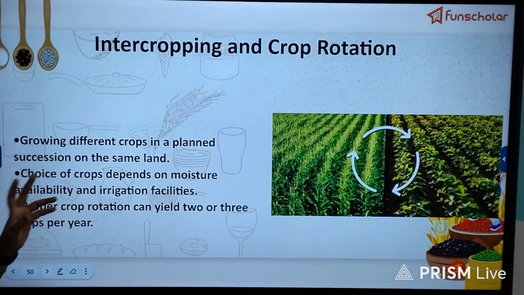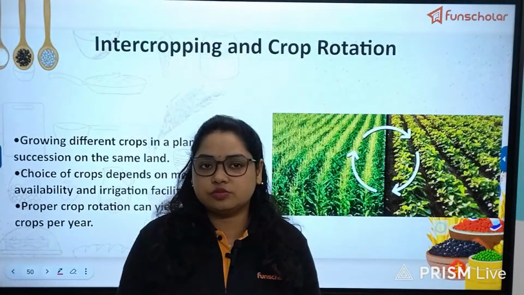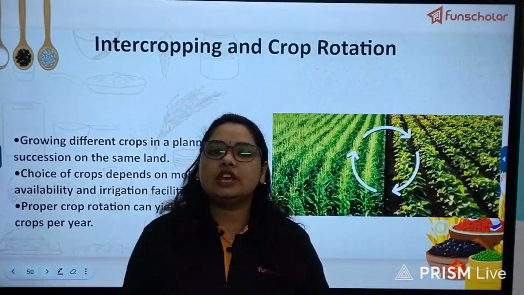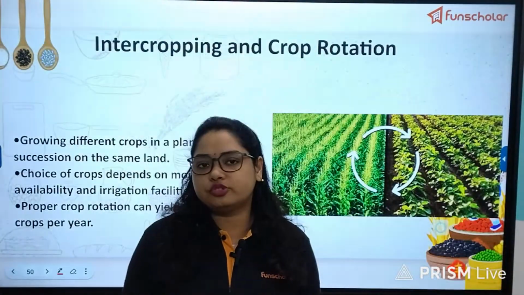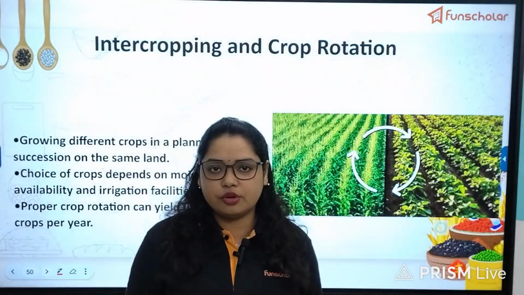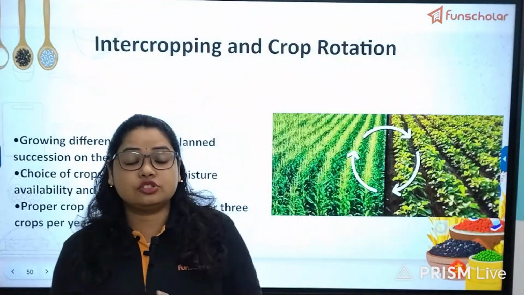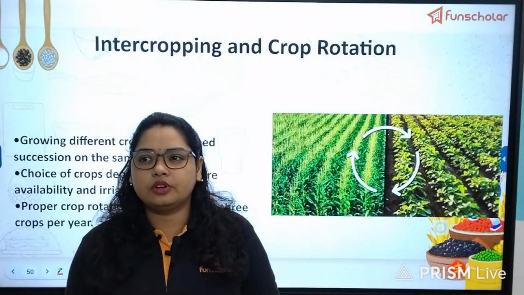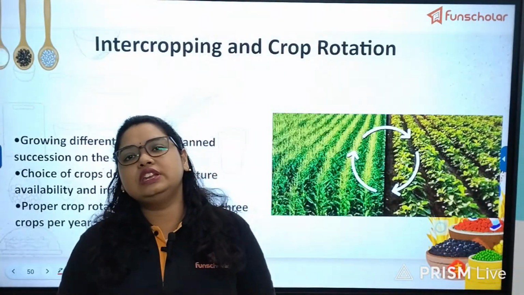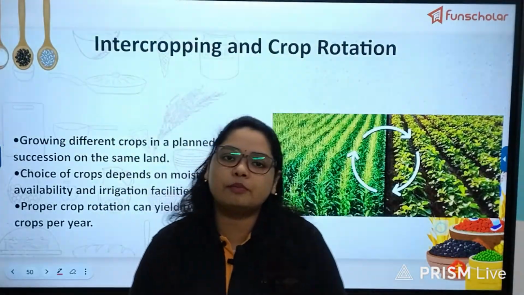Not only the nutrients, we also check other factors such as moisture availability and irrigation facility. If the first crop has drawn excess moisture or water from the soil, we need to check that the second crop should not draw so much moisture. Otherwise this will lead to acute dehydration of the soil. The soil texture will also be disturbed, and then we need to supply more water to the field in order to compensate for that.